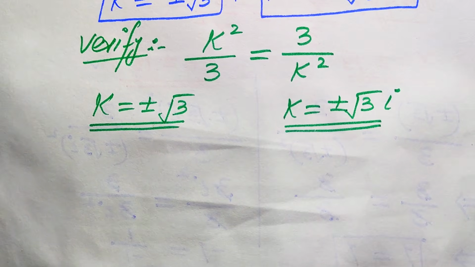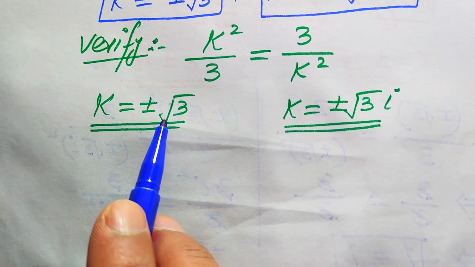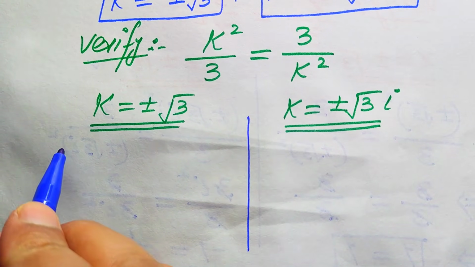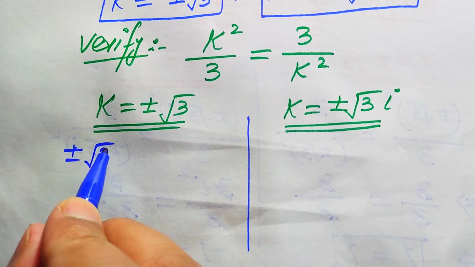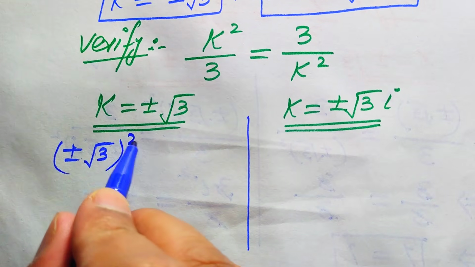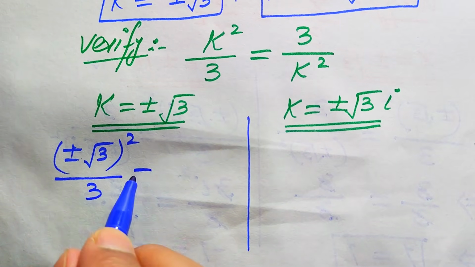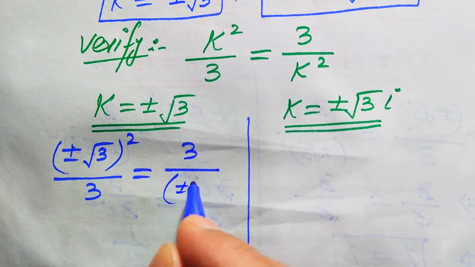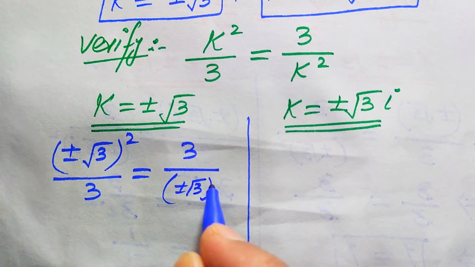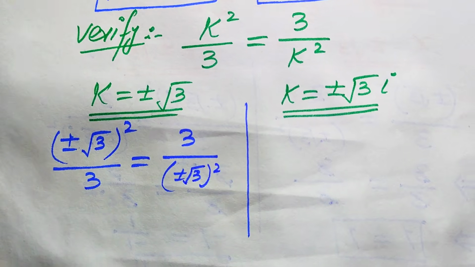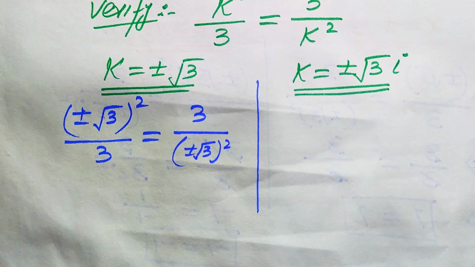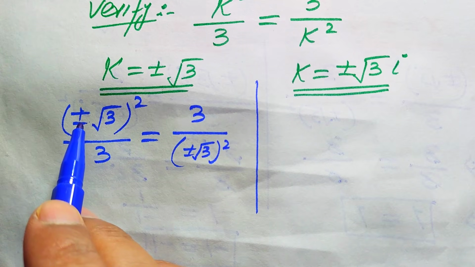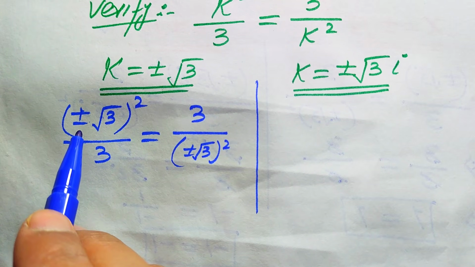And now here first we substitute k equals plus minus square root of 3 on both sides, and we check its behavior. When we put it here it becomes plus minus square root of 3 and its whole square divided by 3 is equal to 3 divided by k square. Again the value of k is plus minus square root of 3 and its whole square. So first we need to simplify these terms, and here you see that when we take the square of a positive term or negative term, it always gives us a positive answer.